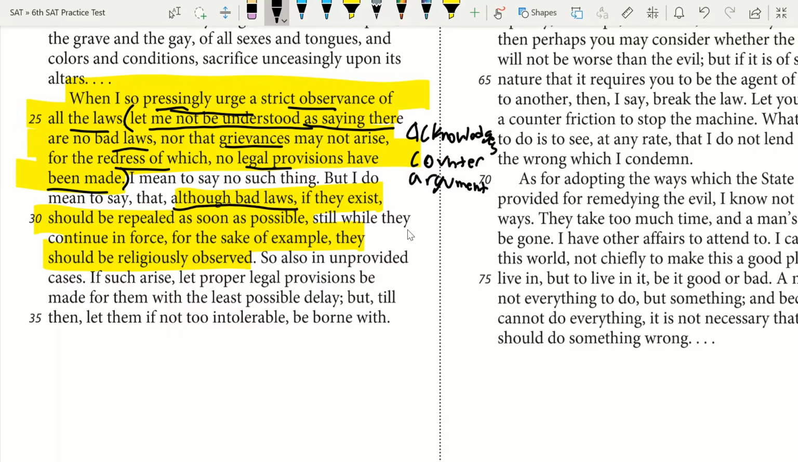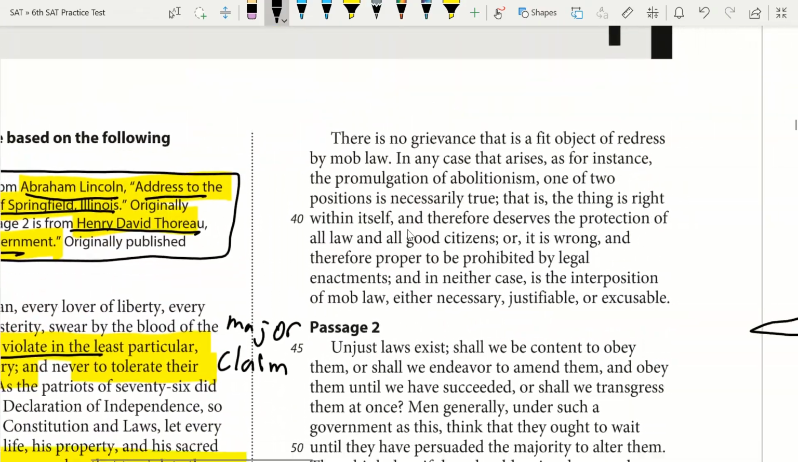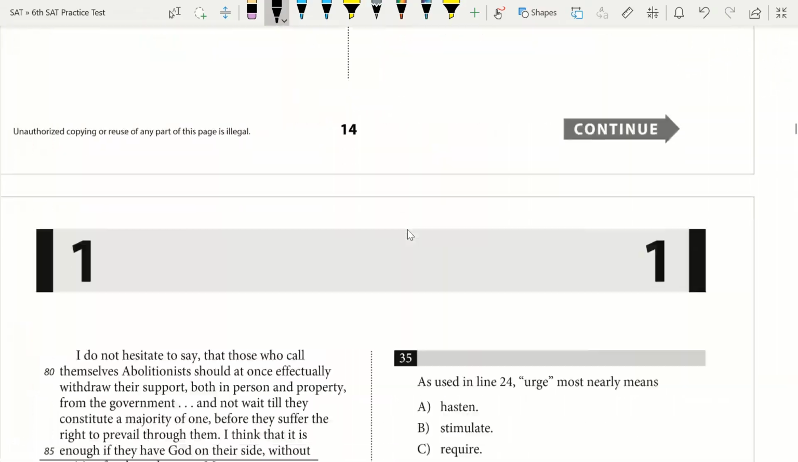Next: although bad laws, if they exist, should be repealed as soon as possible. That's a secondary claim, and I always make sure I highlight claims. Continue in force, for the sake of example, they should be observed. Once again, that's a claim. Even if the law is bad, he's saying that they should be observed. Up here we've got nothing highlighted, so we're all good to answer questions on passage 1 now.